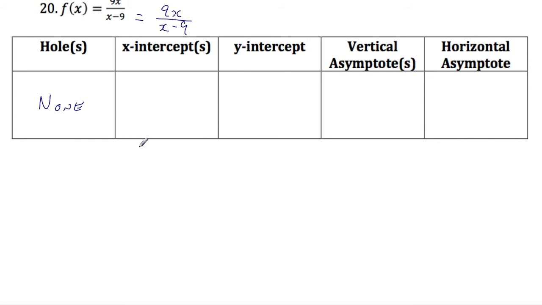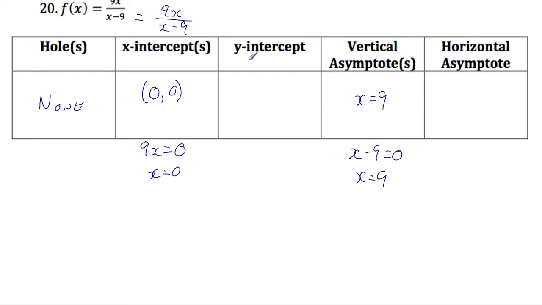X-intercepts: you set the remaining factor in the numerator equal to 0. So we get x equals 0. But the x-intercept is an actual point, so we write it as 0, 0. To find the vertical asymptotes, we set the remaining factor in the denominator equal to 0, and we get x equals 9. It's a vertical line, so we just leave it as x equals 9.